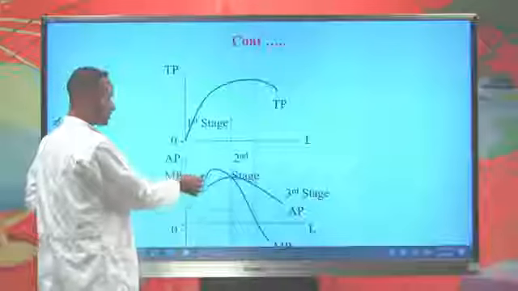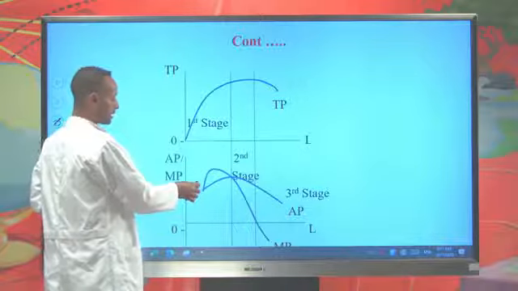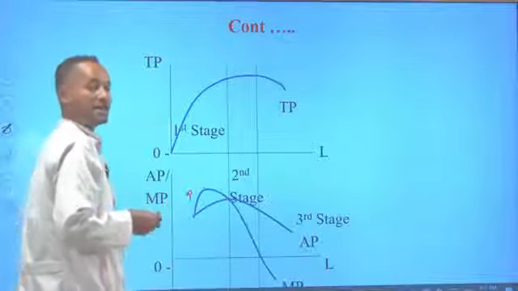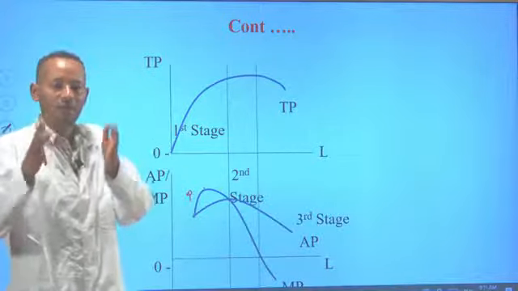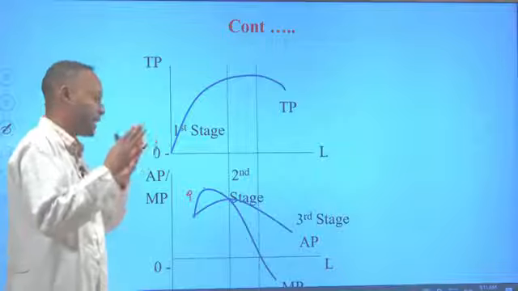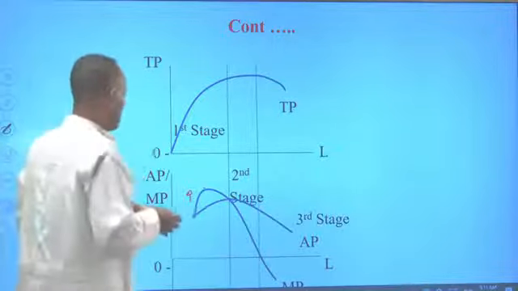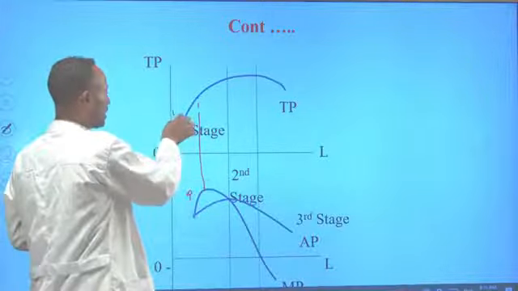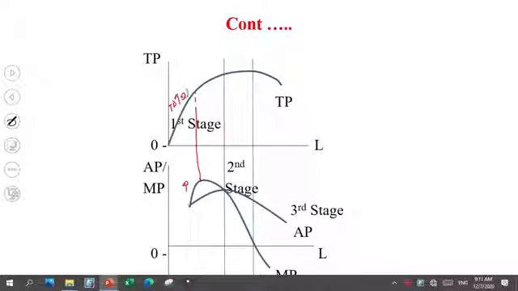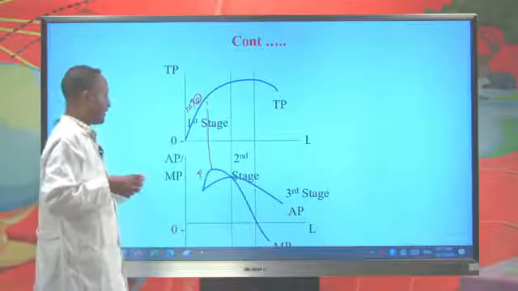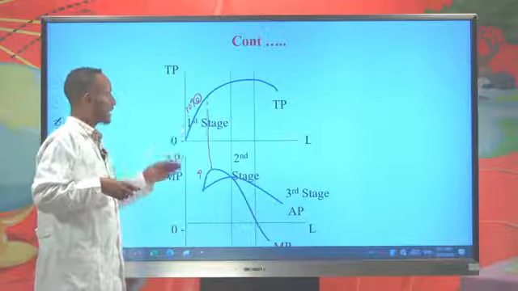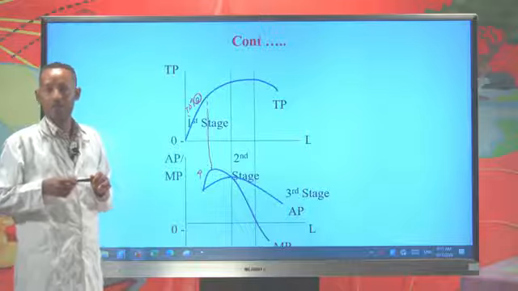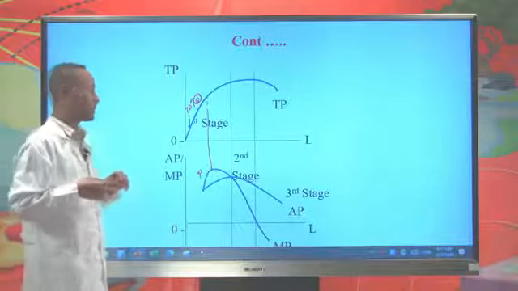Now, starting from this point to this point, the marginal product curve is increasing. That means MP is increasing, meaning the additional output that we get from additional employment of the variable input labor is increasing. Hence, whenever the marginal product increases, the total product curve is increasing. But the total product curve increases at an increasing rate because the additional output will provide more outputs. So whenever MP increases, TP increases at an increasing rate. This is the first relationship between total product and marginal product.